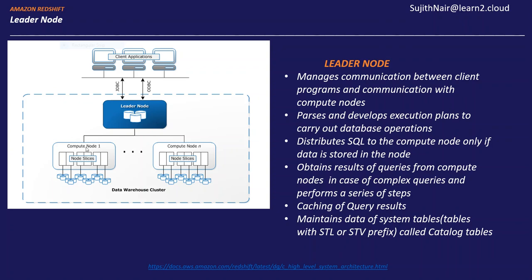Because information from node 1 alone is not sufficient, information from node 2 alone is not sufficient, because the employees table, as we just said, is split between compute node 1 and 2. So the leader node has to take information that it got from compute node 1 and node 2 and merge them together to create the final grouping result. So that is an important function that the leader node performs. Okay. The next point is caching of query results.